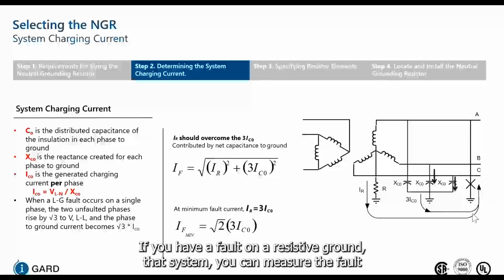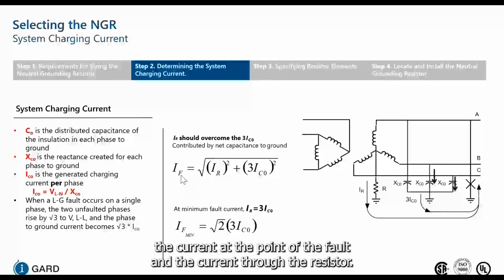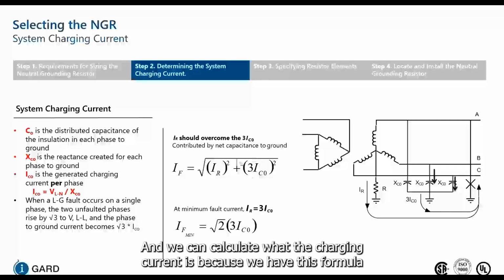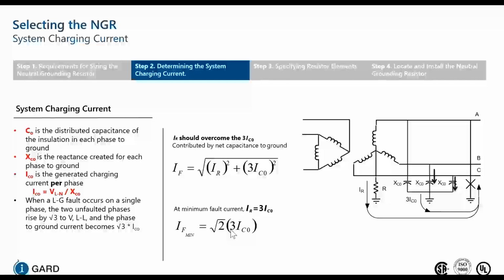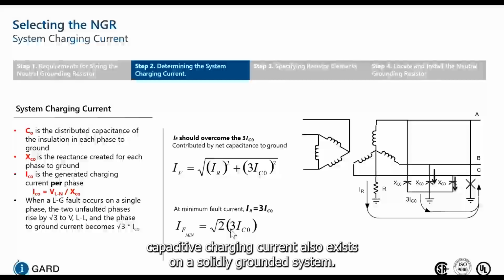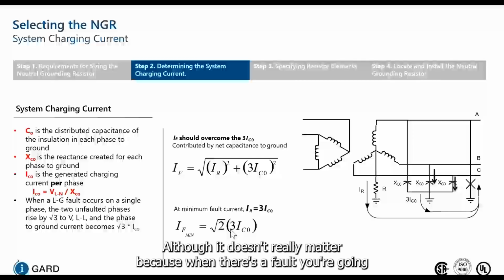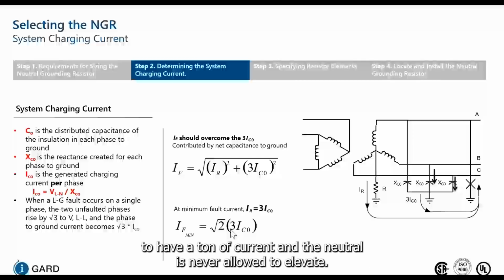If you have a fault on a resistive grounded system, you can measure the current at the point of the fault and the current through the resistor, and we can calculate what the charging current is because we have this formula. Capacitive charging current also exists on a solidly grounded system, although it doesn't really matter because when there's a fault, you're going to have a ton of current, and the neutral is never allowed to elevate.